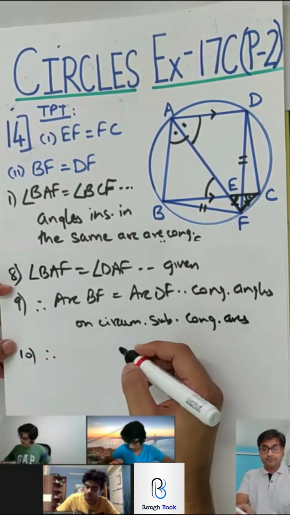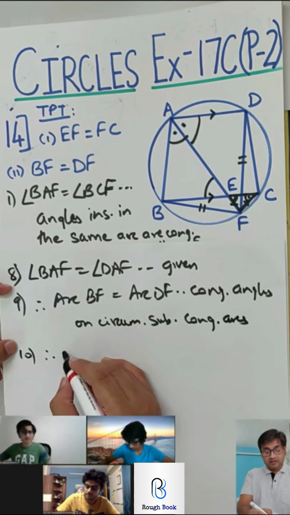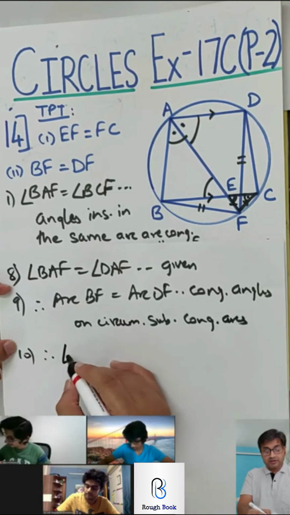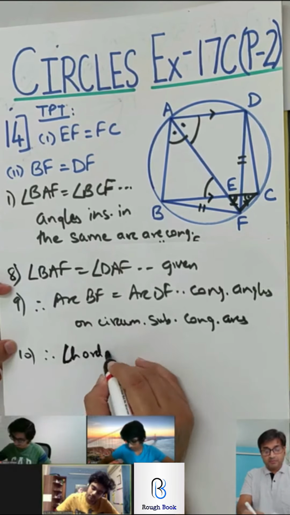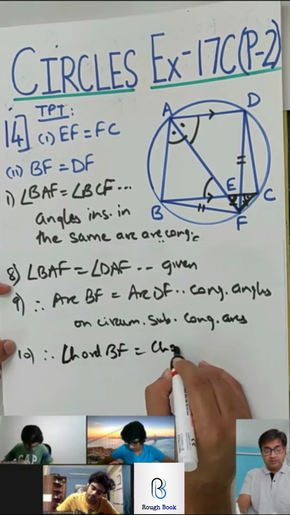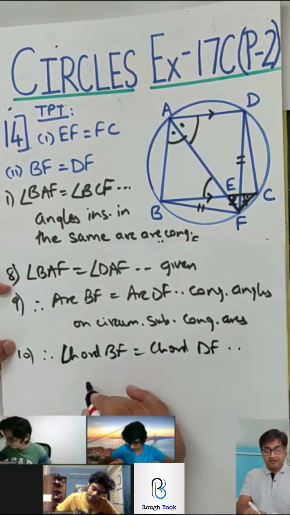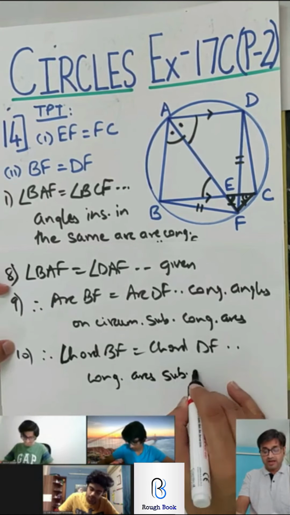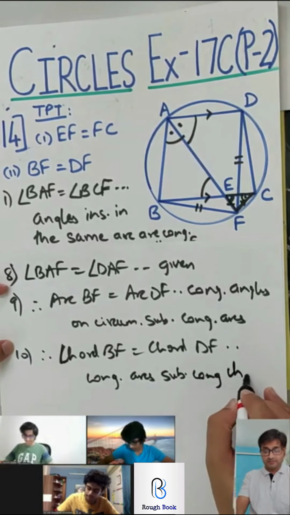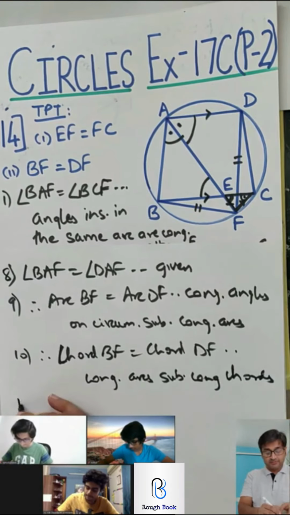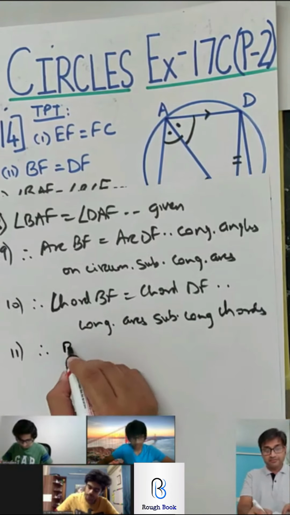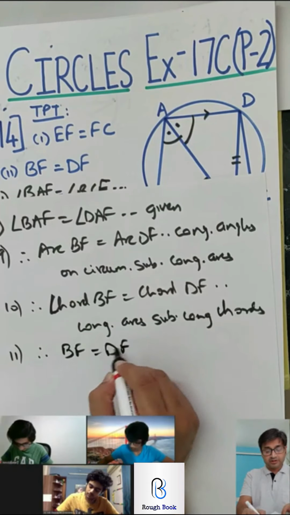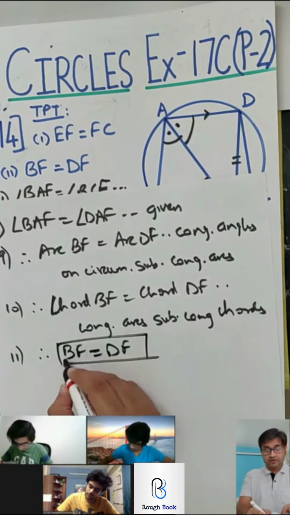Step 10, therefore we can say that chord BF is equal to chord DF. Reason would be congruent arcs subtend congruent chords. And final step 11, therefore BF is equal to DF. And there we go with the first question.